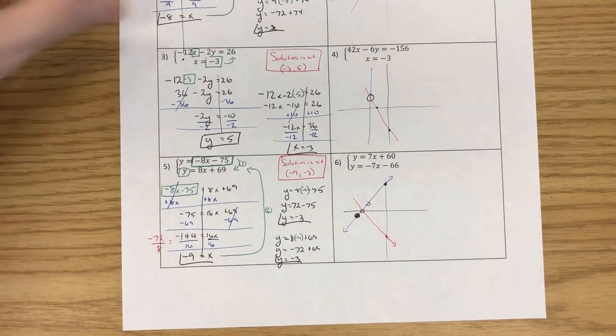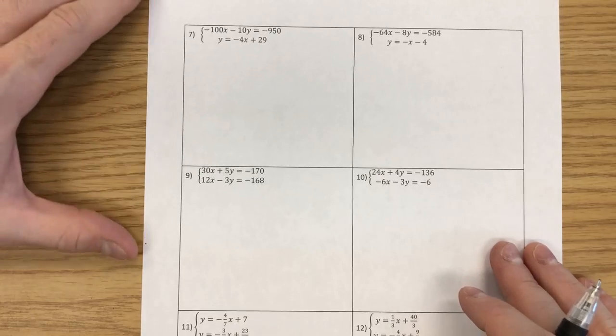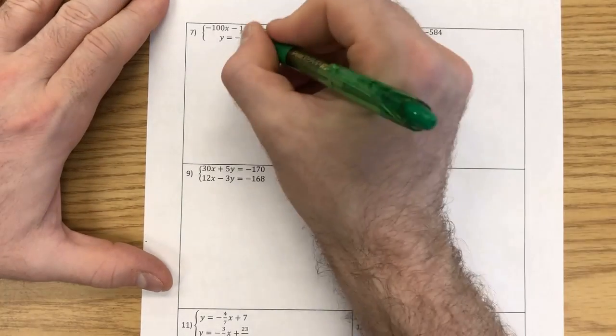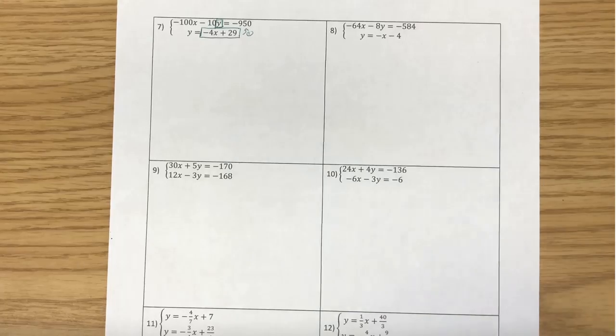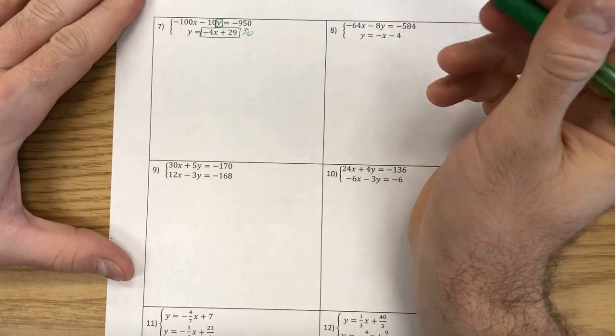Now, some of you might be asking, well, what if the variable is not isolated? The process is no different. You isolate one of the variables. In this case, I'm going to isolate my already isolated y. We're going to call this substitution part 1.